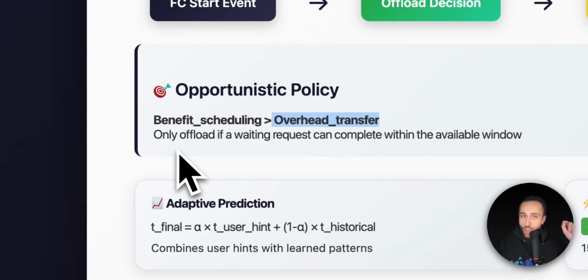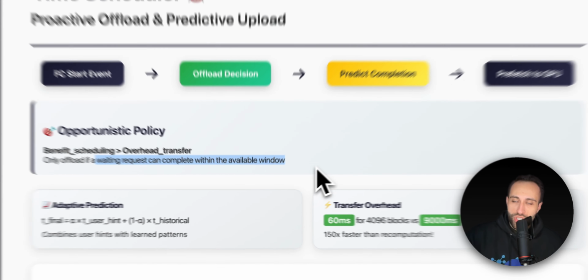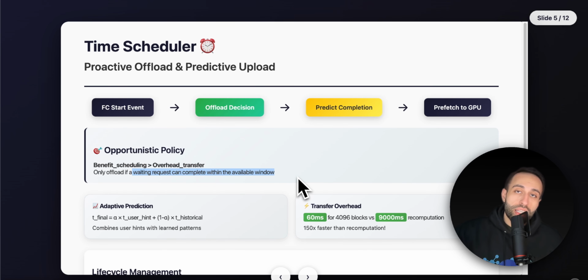That means I'm going to offload that KV cache from GPU to CPU if the waiting request can complete within the available window. If you're calling a web search API as a function tool, and it's going to take, let's say, 30 seconds, and offloading that KV cache from GPU to memory takes 10 seconds, then that's okay, I might do it because 10 seconds is less than 30 seconds. But if offloading that to CPU is going to take much longer than your agent calling the function, then it's a waste because I cannot finish that transfer within 30 seconds. So I might not transfer it.